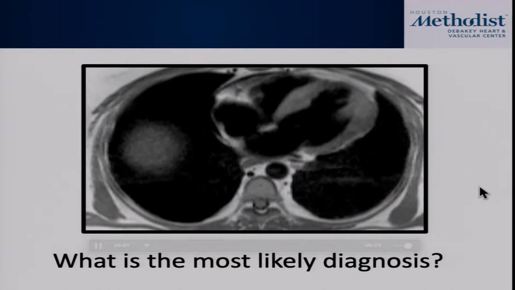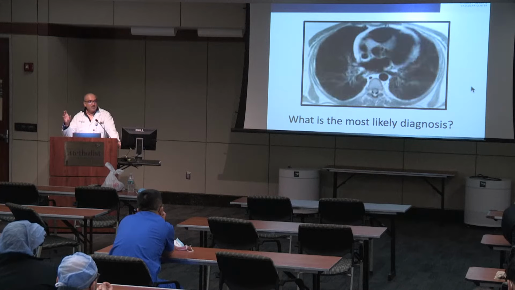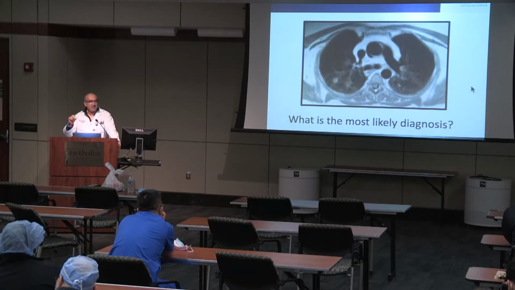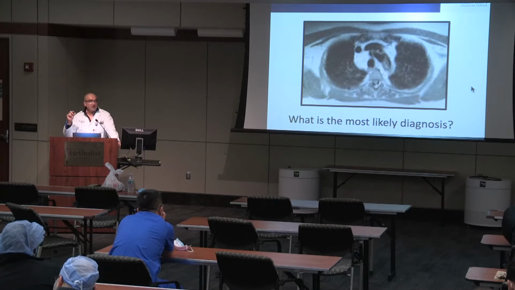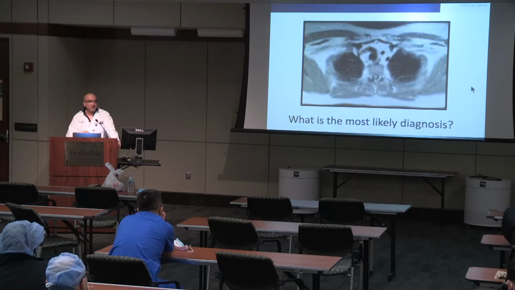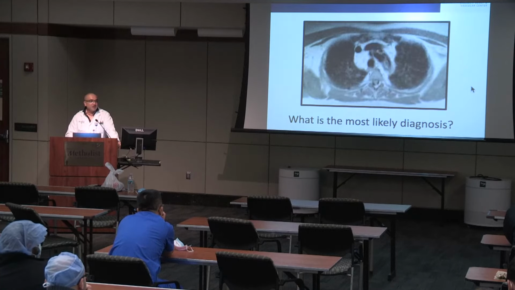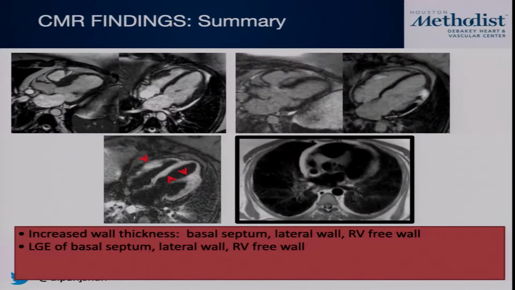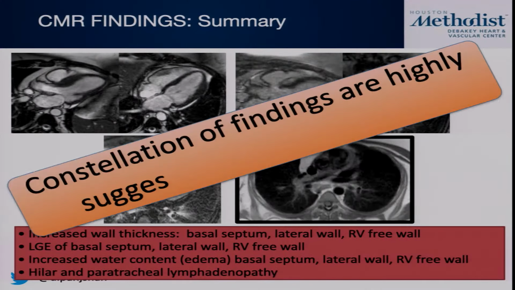So you've got a patient who comes in with syncope, who comes in with heart block, who's got multiple areas in the septum, lateral wall, RV of focally increased wall thickness with myocardial LGE. Diagnosis is what? Yeah, sarcoid would be the thing that you'd be concerned about. All right, and in fact, based on these findings, that's exactly what we said.